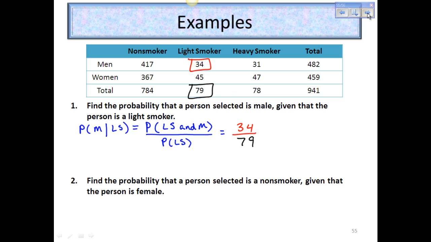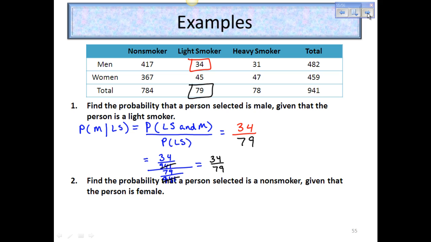If you want to do it the long way, the actual probability of light smoker and male would be 34 over 941, over the probability of light smoker, 79 over 941. And you can see that our denominators of 941 will cancel. We'll end up with the same thing. That's why I said you can always just go count the number of people that go in the top and the number of people that go in the bottom.